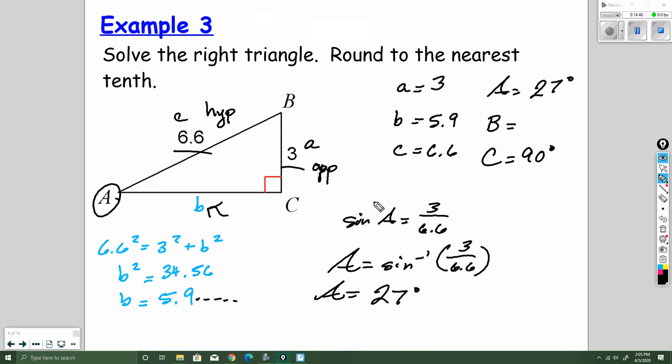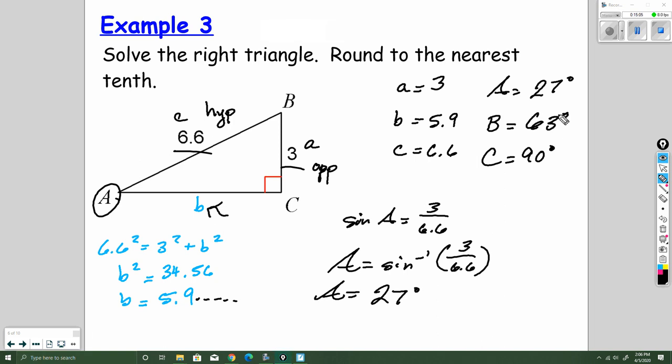And now it's up to you. We don't have to go through this whole thing again to find angle B. What we could do is, we've got two angles out of 3 in a right triangle, so we could just subtract those sums from 180. And then we would get 63 degrees.